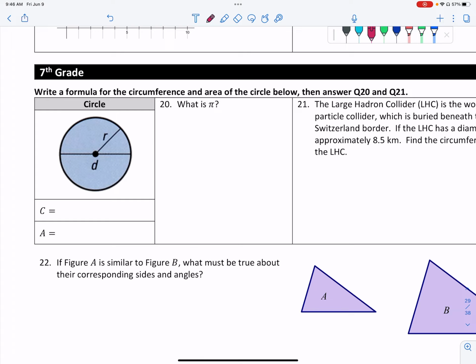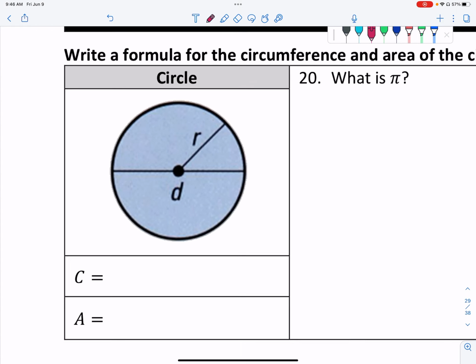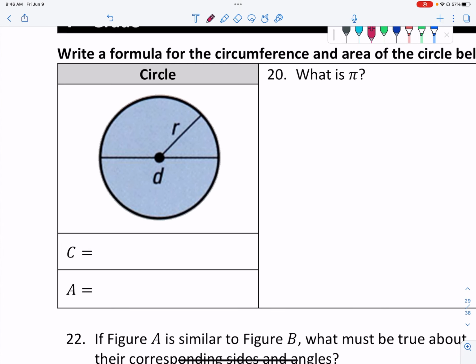So let's begin our discussion of seventh grade mathematics with circles. In our circle, we have two things measured for us. We've got an R, we've got a D. What the heck is R? Of course, our R is equal to the radius. R equals radius, which of course is the distance from the center to the circle.